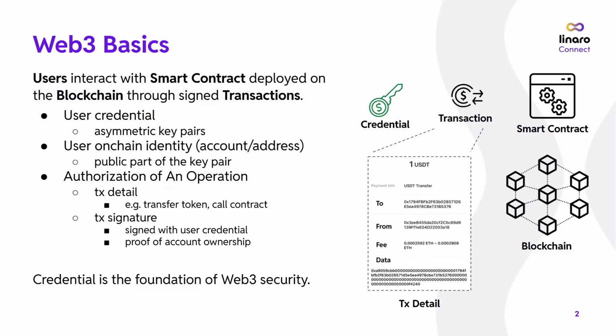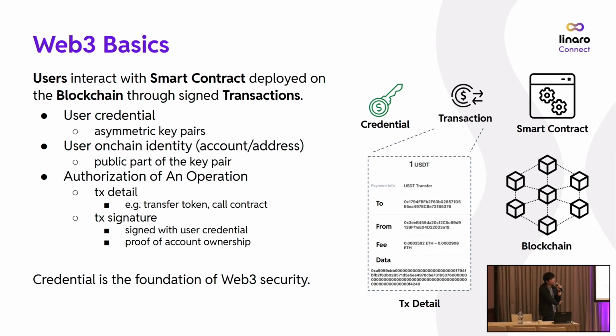Basically, Web3 is built on top of the blockchain. The blockchain serves as a kind of decentralized infrastructure to host applications. The applications are written as smart contracts, and the user interacts with the smart contract by issuing and signing transactions. The transactions describe the user intent, for example, to transfer crypto tokens or call smart contract functions.